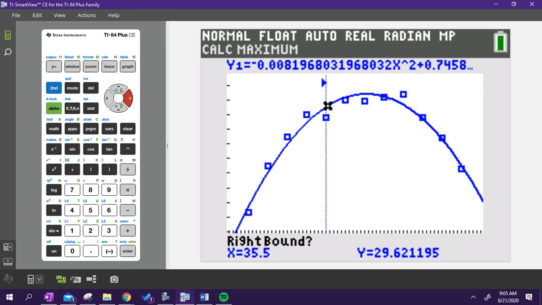I hit enter. I go to the right a little bit for right bound. I hit enter. It says guess. I hit enter a 3rd time. There is my answer. We're going to 3 decimals.